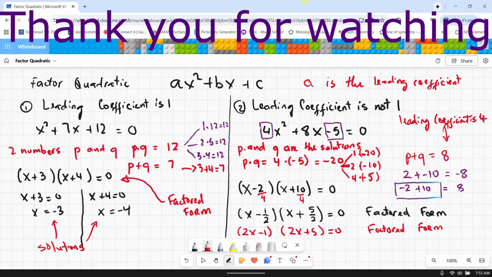But to solve for this, you're going to do exactly the same thing. I don't have enough space, so I'm just going to write the solutions. Just like example number 1, you set x minus a half equal to 0 and solve for x, you will get x equal to 1 over 2. Then you set x plus 5 over 2 equal to 0. To solve for x, you get negative 5 over 2.